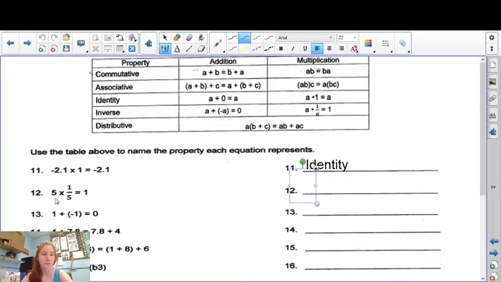Number 12. 5 times 1 over 5 is equal to 1. Again, we're looking in the multiplication column. Well, I see I have an answer of 1. Not equal to 1, not equal to 1, not equal to 1. Hey, 1. If you notice, I have 5 and 1/5. Isn't 5 essentially what my a value would be? So a times 1 over a causes them to cancel out to be 1. So number 12 is inverse.